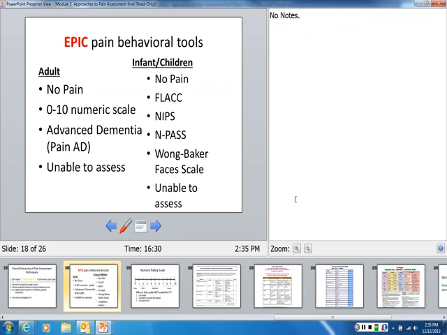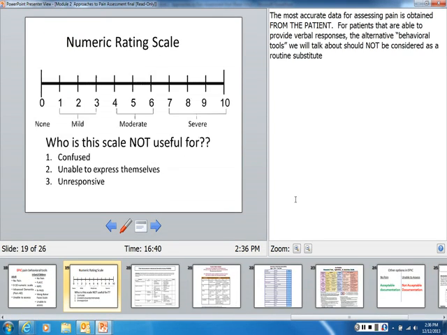Okay, so back to the EPIC pain behavioral tools. Again, I have the ones listed appropriately for the adult on the left and then the children on the right. Let's walk through these. We had talked about the numeric rating scale. It's the 0 to 10. Please rate your pain, 0 being no pain, 10 being the most pain imaginable. And you can see how the results 1 through 3 are classified as mild typically. 4, 5, and 6 moderate, and 7 and above is severe.